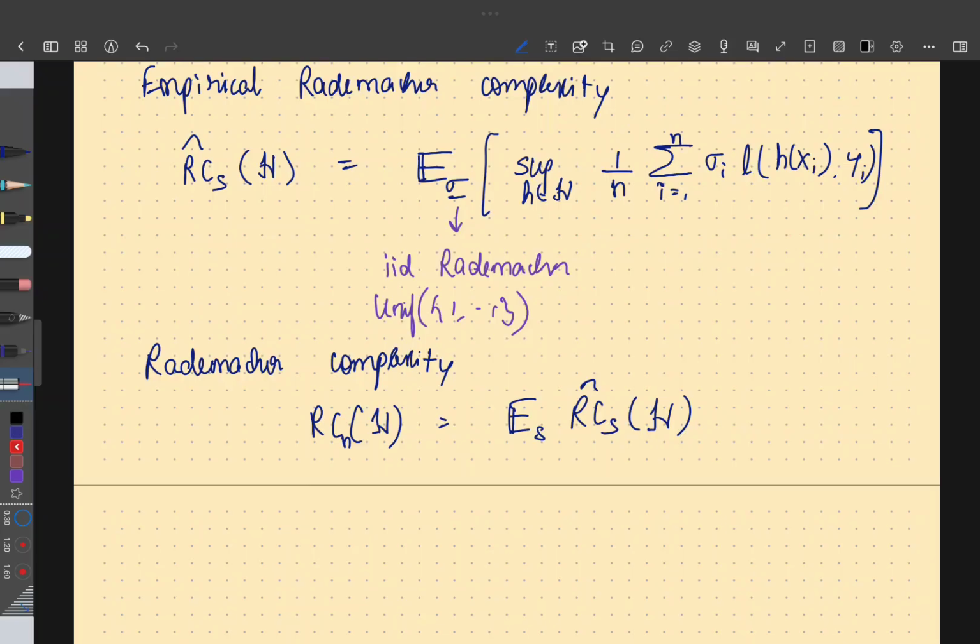So the h that achieves this maximum does not give you any information about how good or bad the class is. But if the hypothesis class is rich enough, then you will always be able to find some h that correlates strongly with the given configuration.